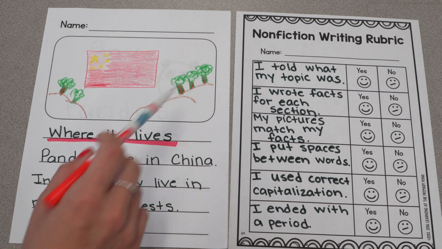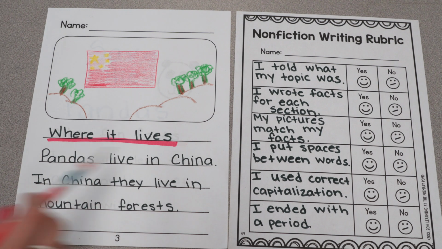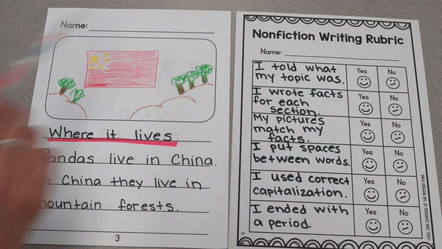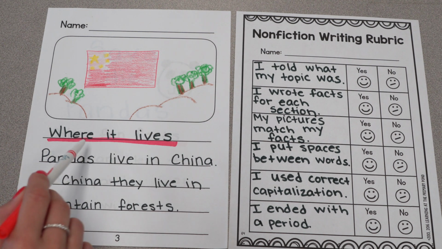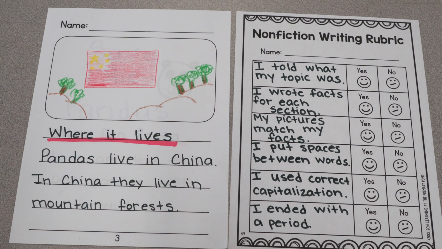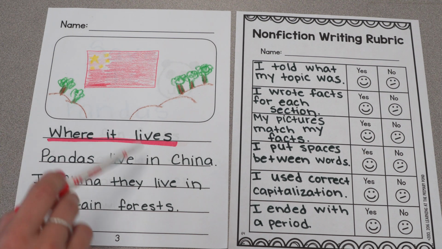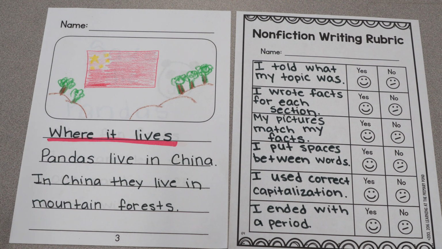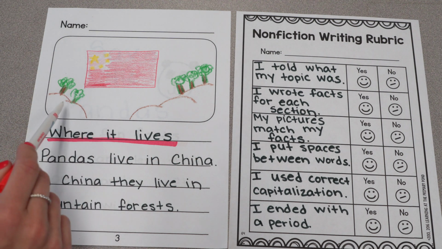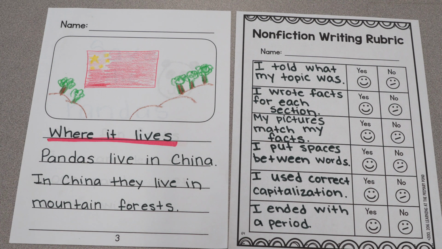Where it lives. Pandas live in China. In China, they live in mountain forests. Did I tell what my topic was? Yes. Did I write facts for each section? Yes, I wrote about where it lives, only about where it lives on this page. Do my pictures match my facts? Yes, I did the Chinese flag, and then I did mountain forests.